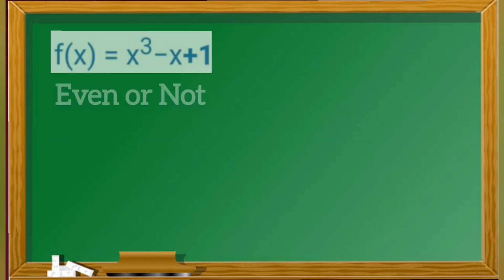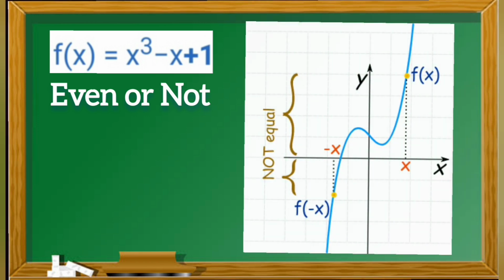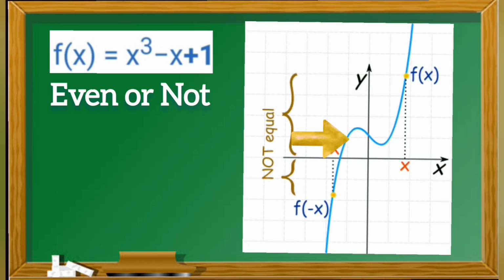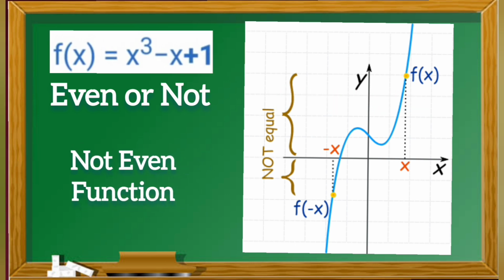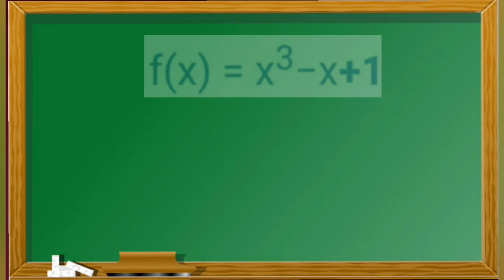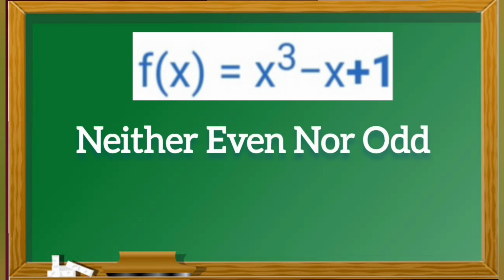Now let's verify whether this function is even or not. Look at here, the left half of this graph is not matched with the right half of this graph. That is, this graph is not symmetric about the y-axis. Therefore, the function f of x equals x cube minus x plus 1 is not an even function. Hence, the function f of x equals x cube minus x plus 1 is neither an even nor an odd function.